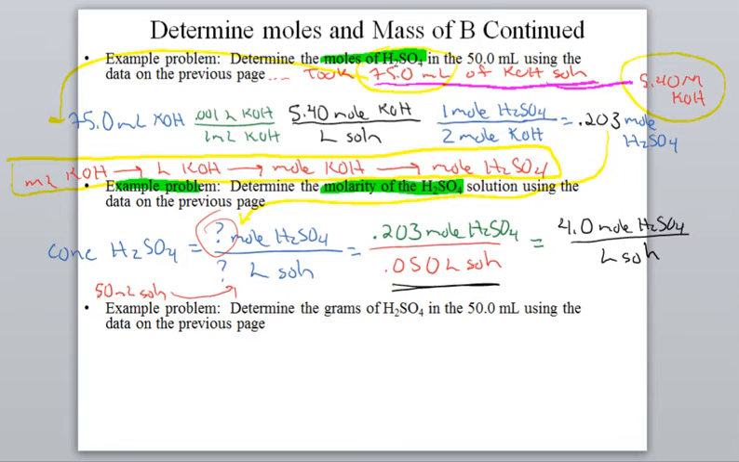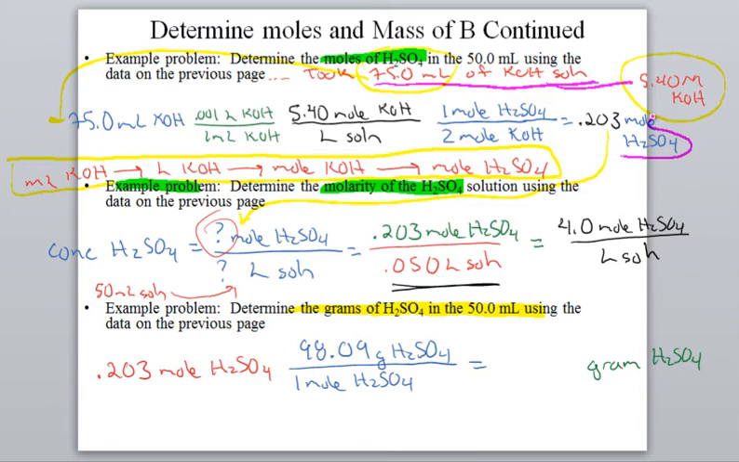Okay, the last problem, we actually have all of our information, but instead of mole quantity, the question wants to know how many grams are in that 50 milliliters. How many grams of sulfuric acid are in that 50 milliliters? So go ahead and pause the video and determine that mass quantity.